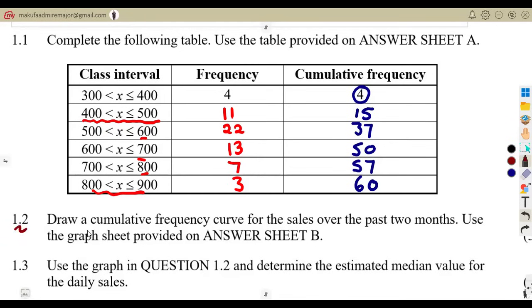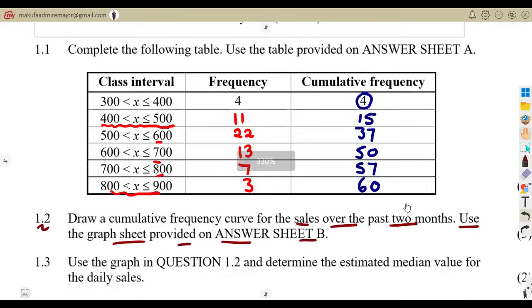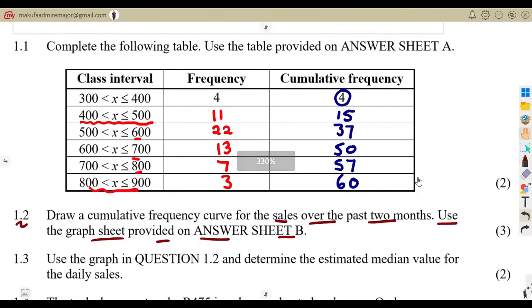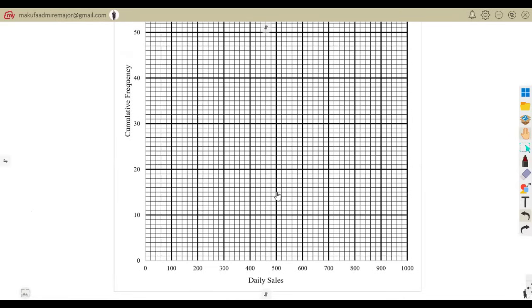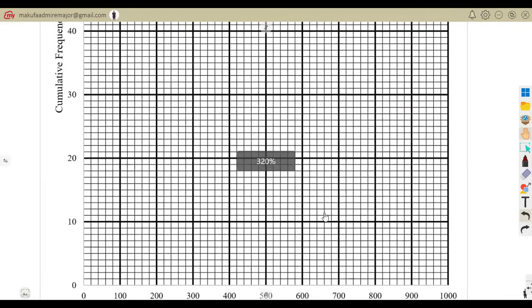1.2, draw a cumulative frequency curve for the cells over the past 2 months. Within this period, over the past 2 months, we already have the cumulative frequencies. Use the graph sheet provided on answer sheet B. So this is what you were having on answer sheet B. They gave us something like this, right? So you need to draw the cumulative frequency curve on this.